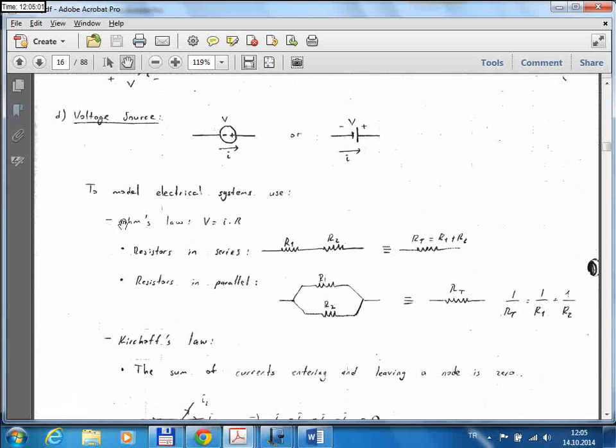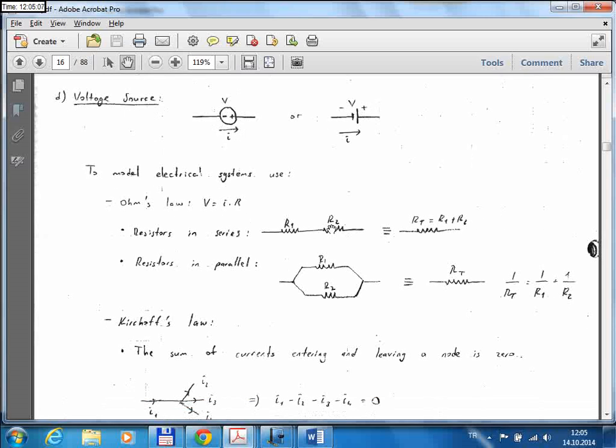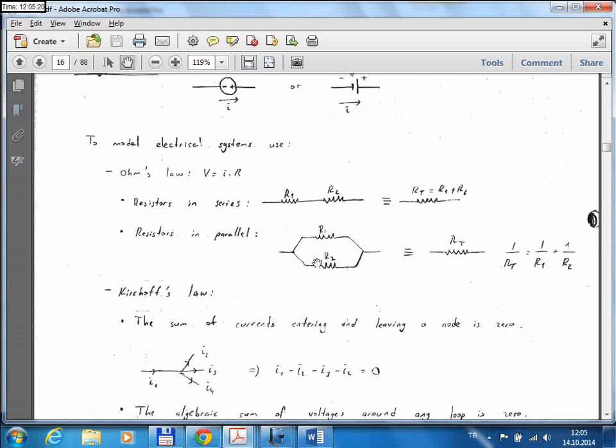So you can use the Ohm's law, which is basically the equation for a resistor we saw before. And if you have resistors connected in series or parallel, you can use these relations. So for serially connected resistors, you simply add the resistances. But if you have a parallel connection, then you can find the equivalent resistance using this relation.